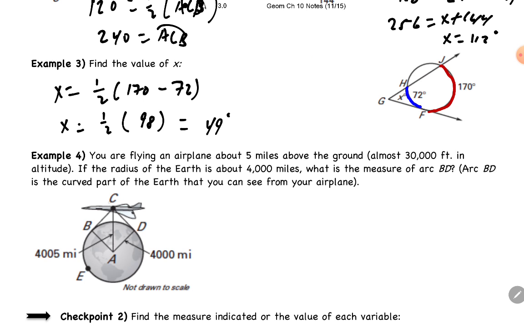And there's the picture here. We're in this airplane about 30,000 feet, 5 miles above the ground, traveling around the world. They say the radius of the Earth is 4,000 miles. What is the measure of arc BD?